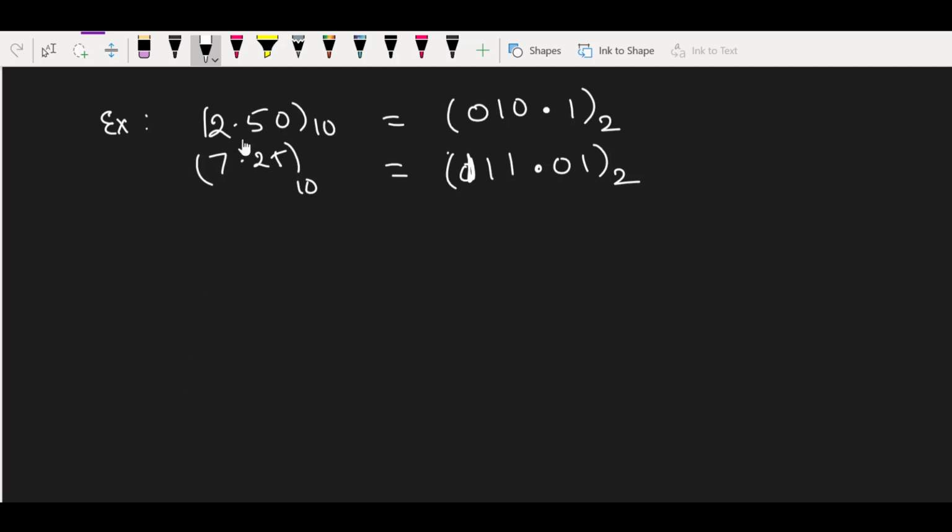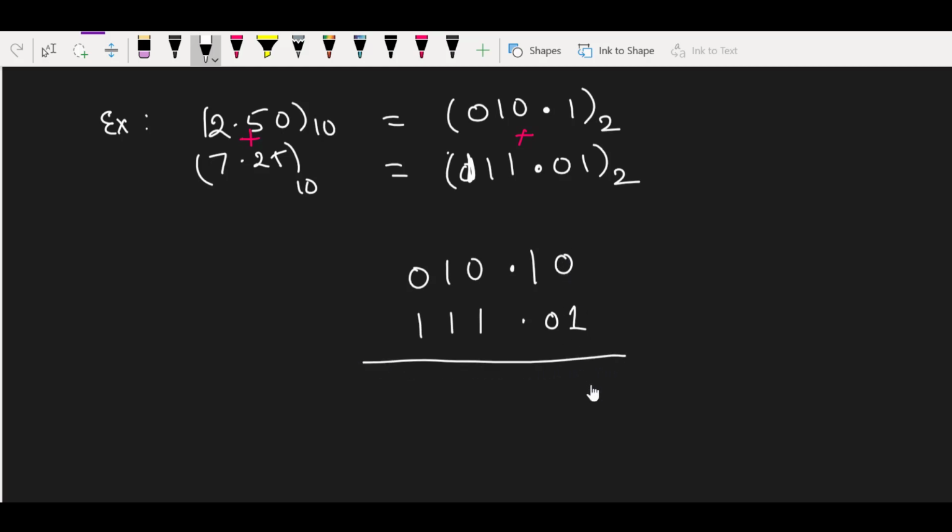So first we need to convert into binary form, then we are going to add these two numbers. So 0 1 0 . 1 and 1 1 1 . 0 1. We can add one more 0 here. There is no problem if you add extra zeros on this side. Please remember, you can add extra zeros here and on this side also. There is no problem.